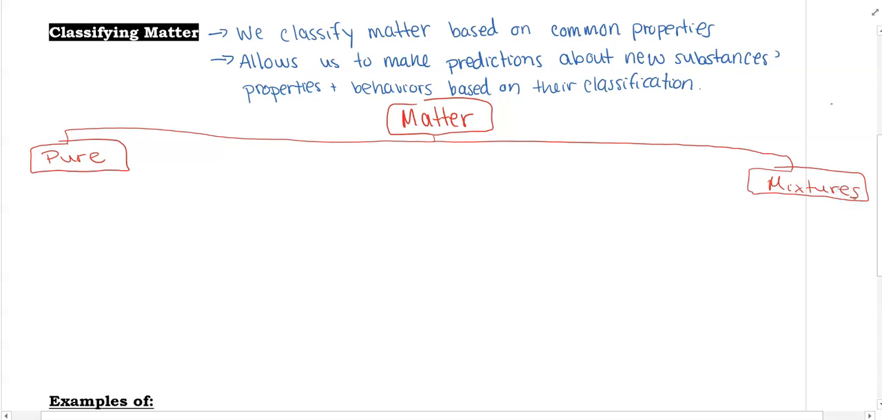Okay, so now let's break this down. What do we mean by the word pure? Okay, so pure means that it has the same composition throughout. Okay, it's the same substance. It's got the same physical and chemical properties. And when I say same, let me clarify for a second. And then it has a specific melting and boiling point. Always.